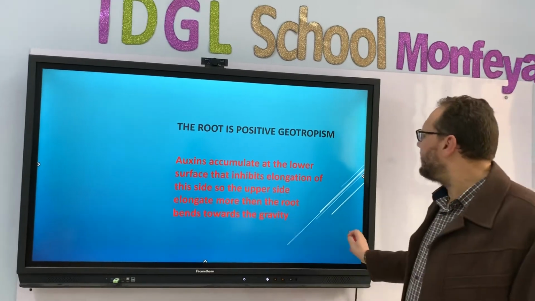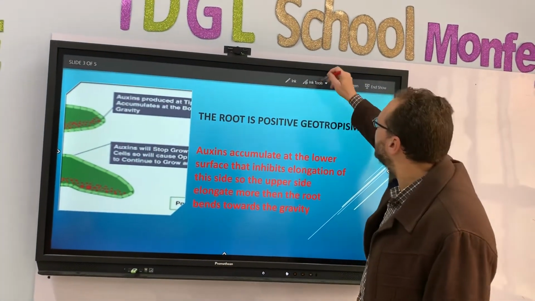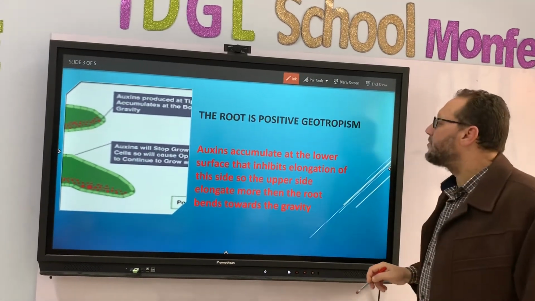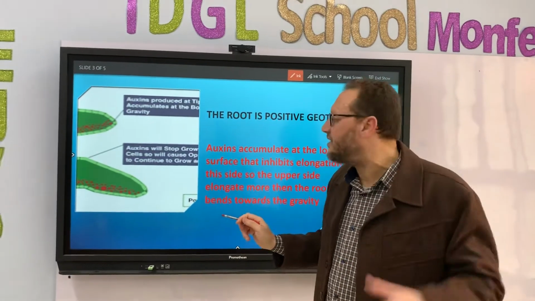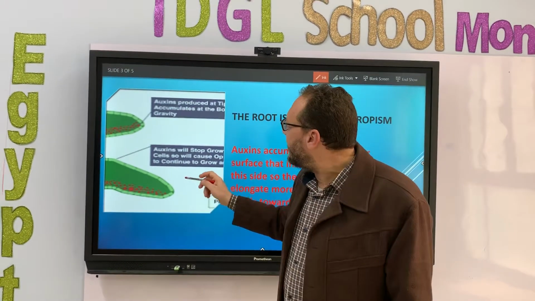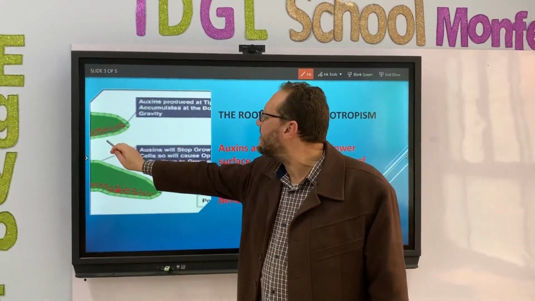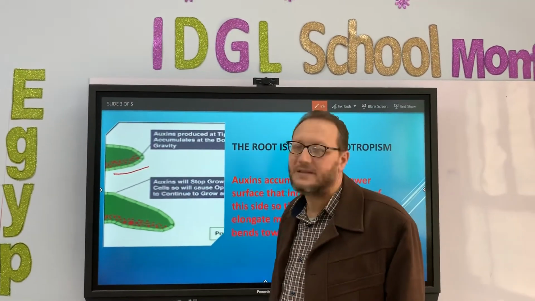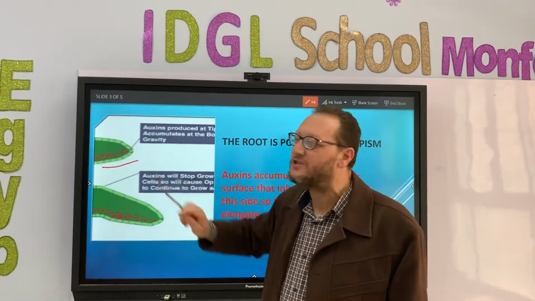Why is the root positive geotropism? The explanation: the root is positive geotropism due to the auxins mentioned in the previous session. The auxins, which are plant hormones, accumulate in the lower side cells. There will be a very high concentration downwards and a low concentration upwards.